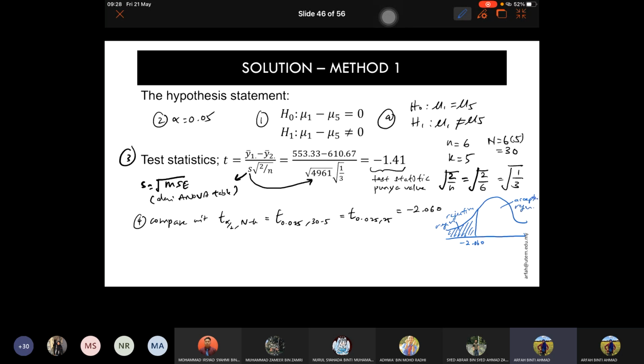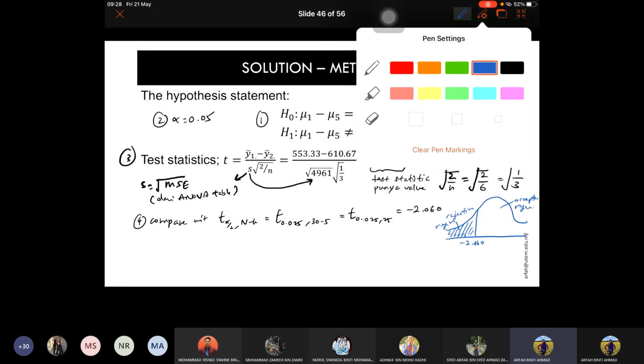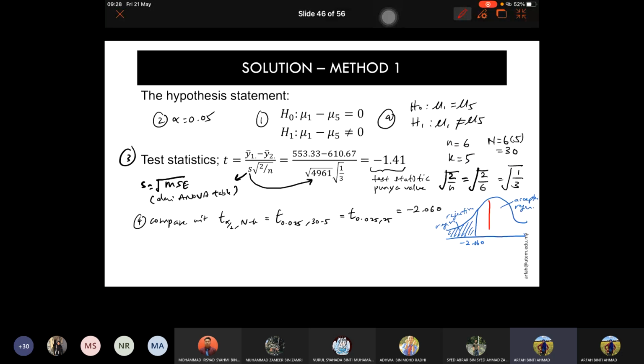Okay. So, negatif 1.41 fall in rejection region or acceptance region? Acceptance region. Okay, sebab dia sebelum negatif 2.06. So, dekat sini, negatif 1.41. So, test statistik, T sama dengan negatif 1.41 falls in the acceptance region. Okay. So, accept H null.